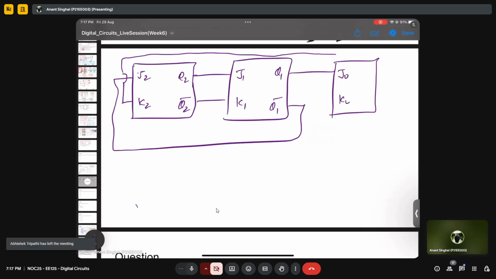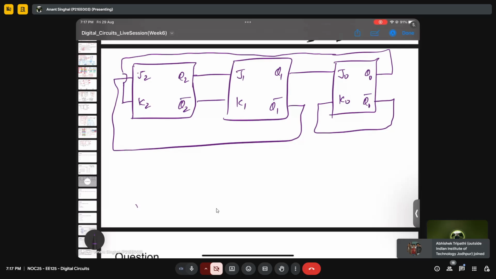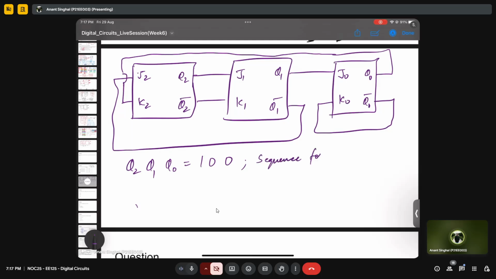J naught, K naught, Q naught, Q naught bar. It is connected here, and it is connected here. So yeah, this is a question which is called a counter question. It says the initial Q2, Q1, Q naught is basically equal to 1, 0, 0. You need to find the state sequence for the next 3 clock cycles.